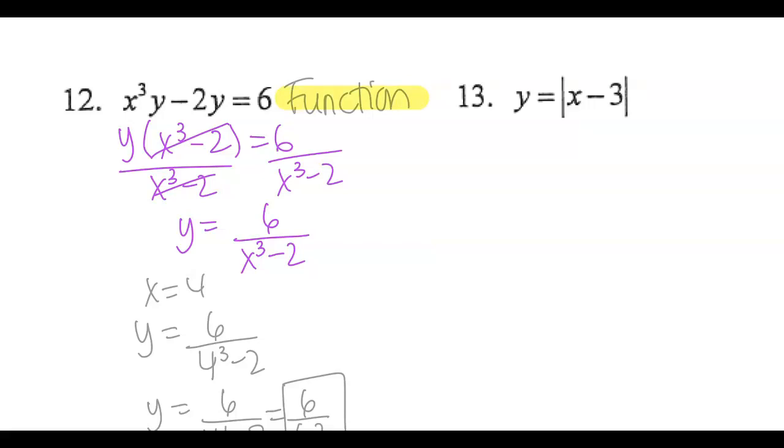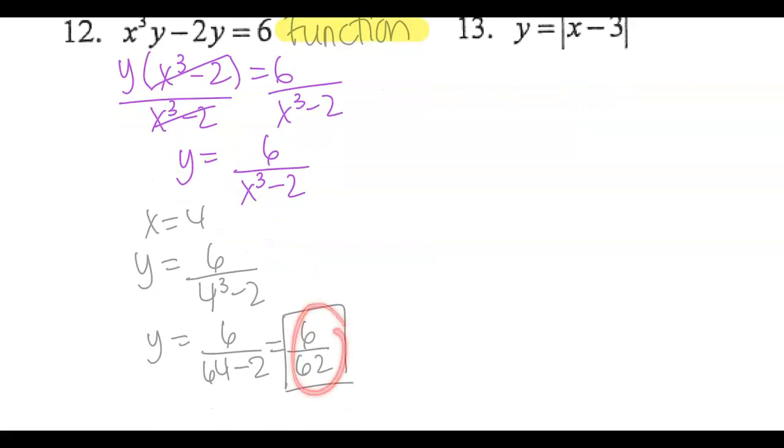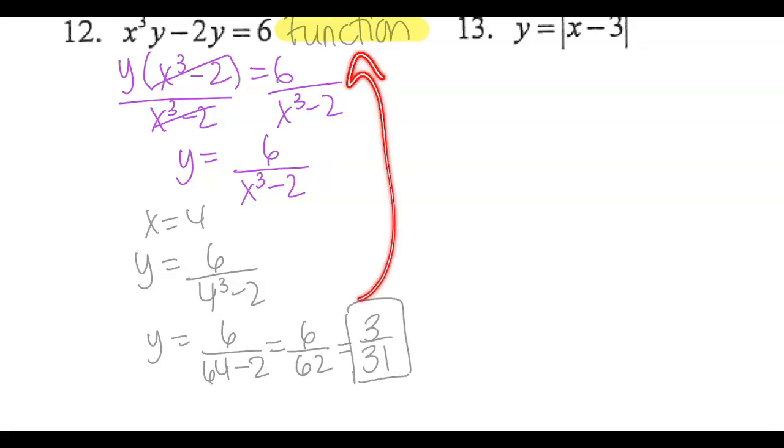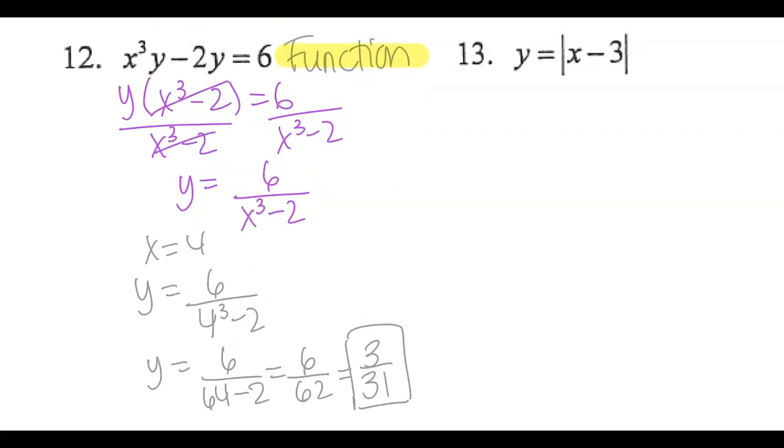For number 13, same process. We're going to need to simplify it a bit. And for question number 12, before I forget, you can technically simplify this. So let me actually take it a little bit back. We can actually simplify this. 6 over 62, if you divide that, I forgot you can reduce. This will give me 3 over 31. It doesn't affect the fact that it's still going to be a function because there's only one solution. It just so happens that that one solution we can simplify, but it doesn't change the fact that it's still a function. Okay, moving on.